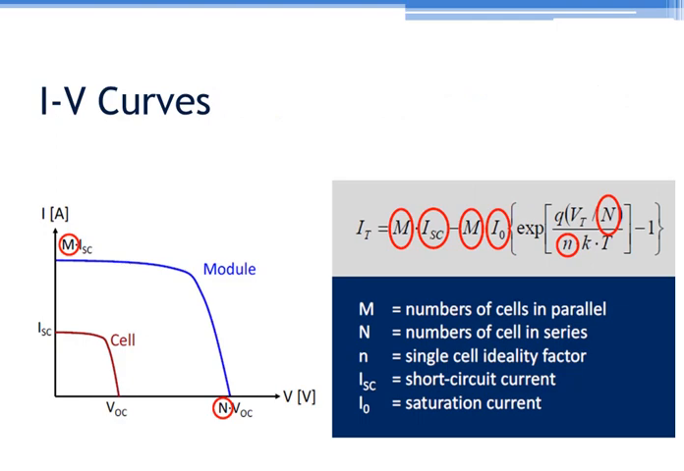Now let us understand IV curves. A single solar cell offers you this IV curve, which is highlighted. If you connect a number of solar cells, first understand that m is the number of solar cells in parallel, n is the number of solar cells in series, and n is the single cell identity factor, ISC is the short circuited current, and IO is the saturation current. So the net current is given by m into ISC minus m into IO e to the power q Vt by n kT, minus 1. So here the output current will have this rating, and the graph will move in this way. So you will have different voltage rating and current rating.